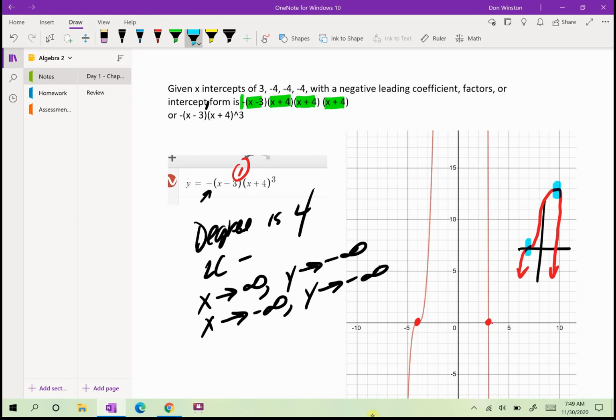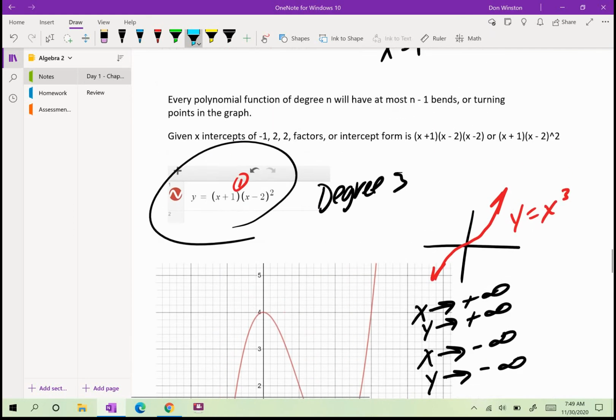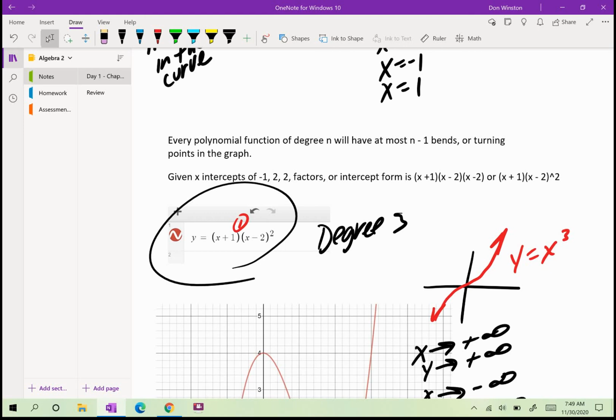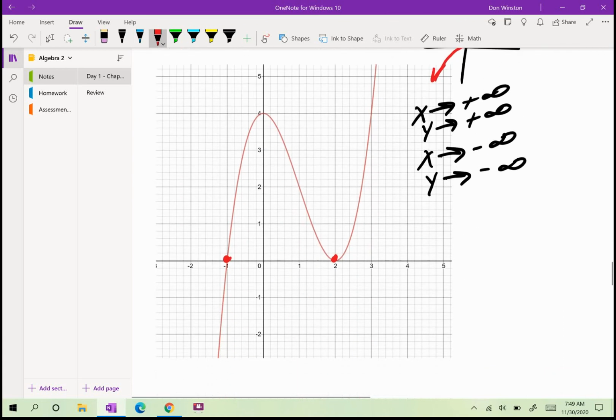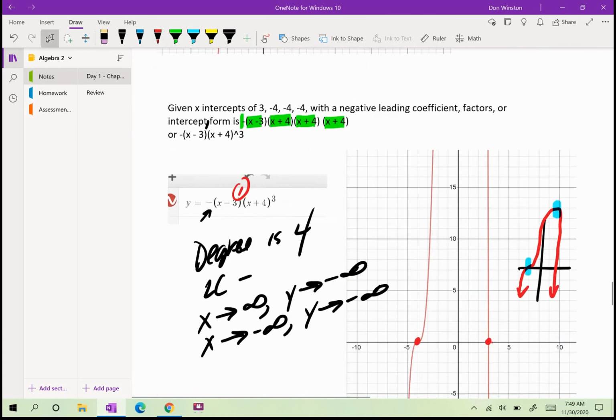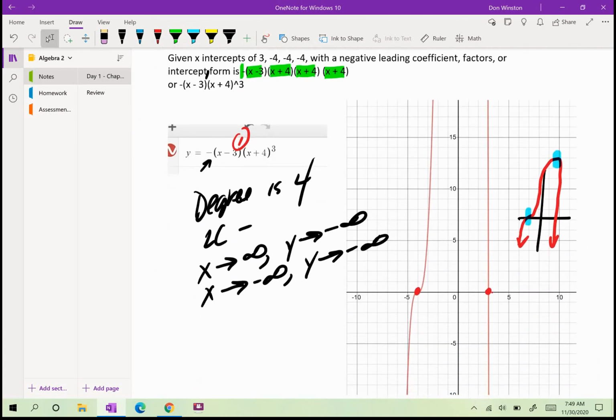Here I only have 2 bends. Every n degree polynomial has at most n minus 1 bends or turning points in the graph. So for the fourth degree polynomial, I could have 3 turning points, or I could have fewer. I only have 2 turning points.